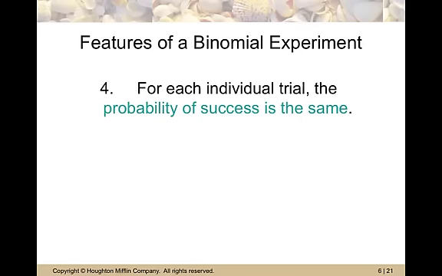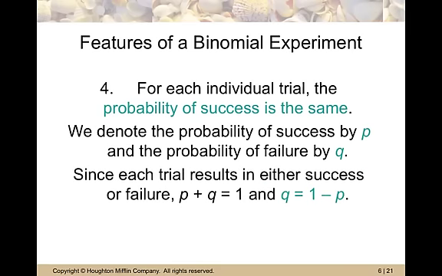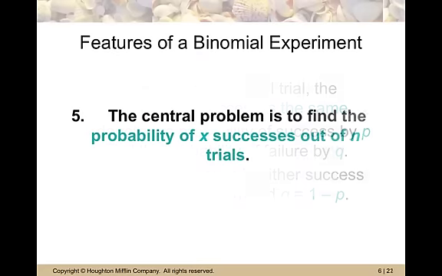For each individual trial, the probability of success is the same, and we call the probability of success little p, and the probability of failure is little q. Since you only have two choices, success or failure, p and q have to add to be 1, or once you know p, you can figure out q by doing 1 minus p. The central problem is to find the probability of x successes out of n trials. So let's say you have 20 trials and maybe you want to know the probability of having 12 successes. That's what we're looking for.